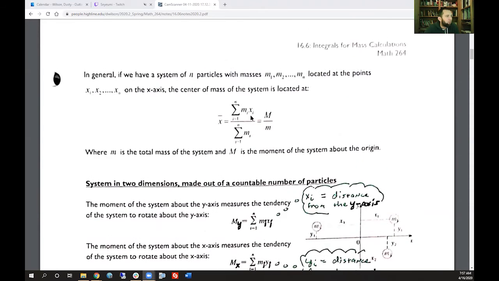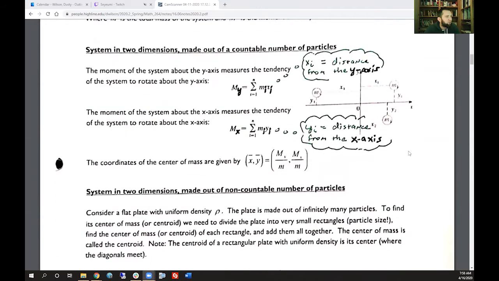And so the overall x bar would be the moment, which would be the sum of the masses times their distance from the origin, divided by the sum mass, which would be the sum of the individual masses. The same thing holds true in 2 dimensions.